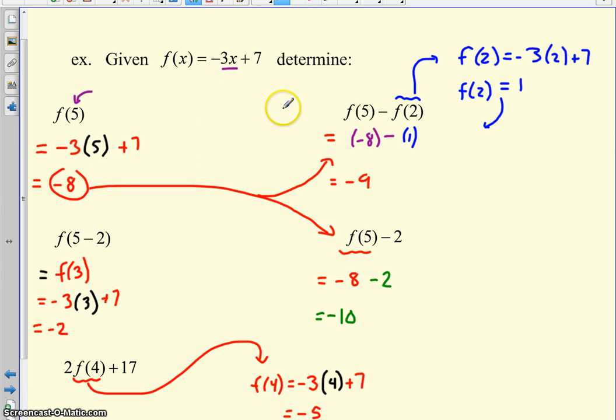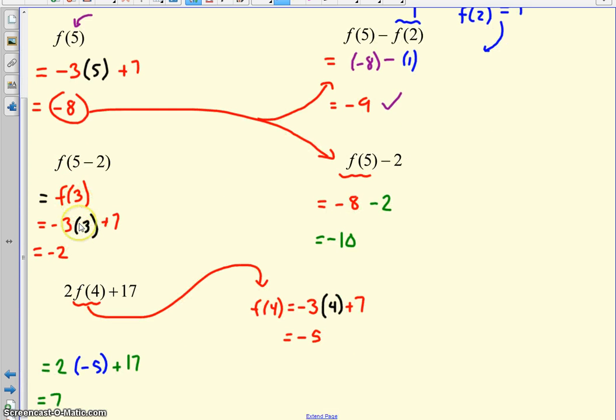Okay, moving over to the right here, it asks for f of 5 minus f of 2. Putting this into words, it wants the y value when x equals 5, and then it wants you to subtract the y value when x equals 2. Thankfully you already found the y value when x equals 5, so f of 5 was equal to negative 8, so you can sub that in right here. For f of 2, I would suggest working that out on the side. So f of 2 is negative 3 times 2 plus 7, which gives you 1. So you sub that in for f of 2, and you get negative 8 minus 1, which gives you negative 9.